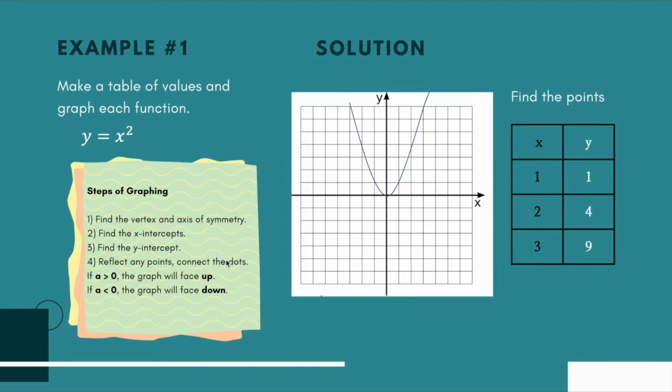Look at the coefficient of x squared to see if it's bigger than or smaller than 0. If it's bigger than 0, the graph will face up, like it does here, since the coefficient of x squared is equal to 1, which is greater than 0. However, if the coefficient of x squared is smaller than 0, the graph will face down.